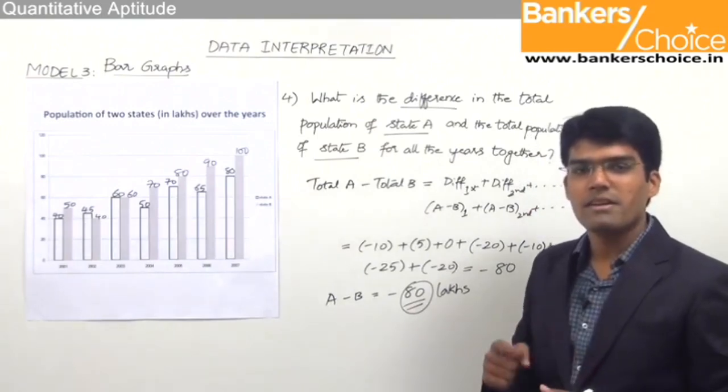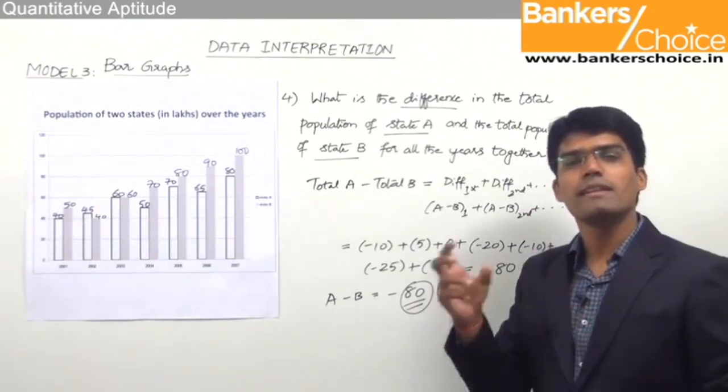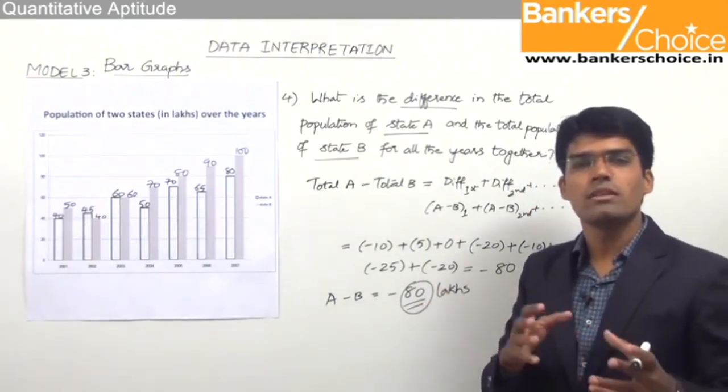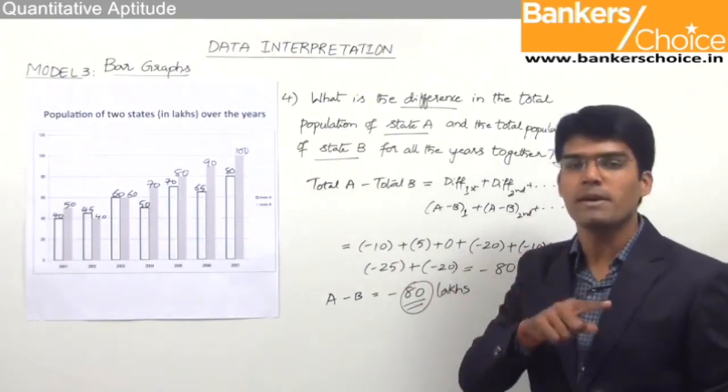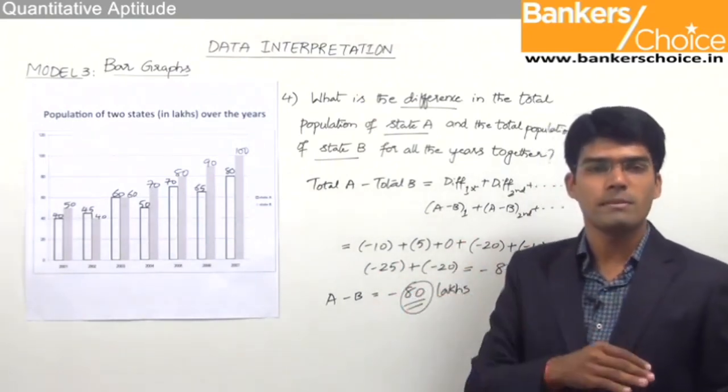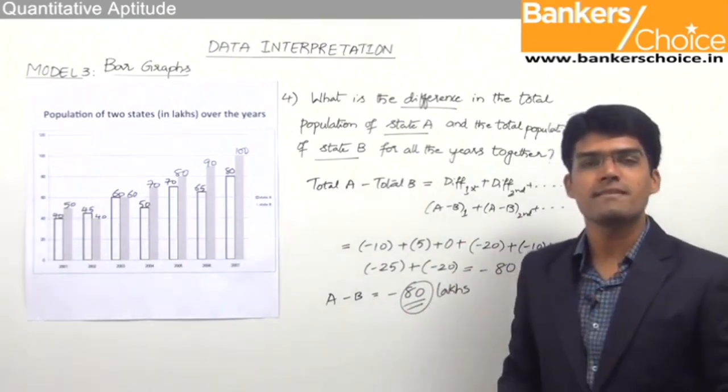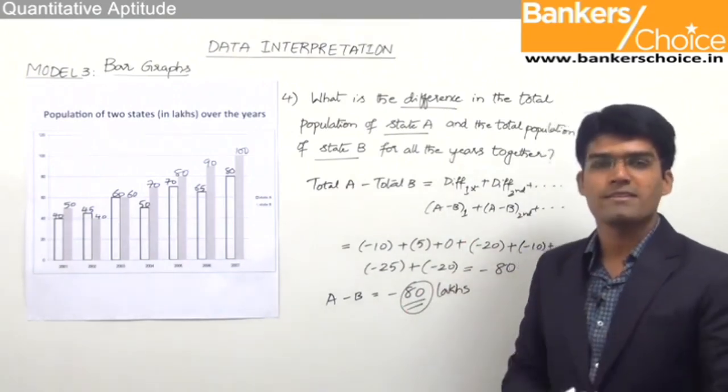So remember, whenever the difference between two values for all the years is required, instead of taking the total of both the values and then finding out the difference, we find out the difference for each of the years in one particular direction, either A minus B or B minus A, and then add all these differences to get the collective difference for all the years together.